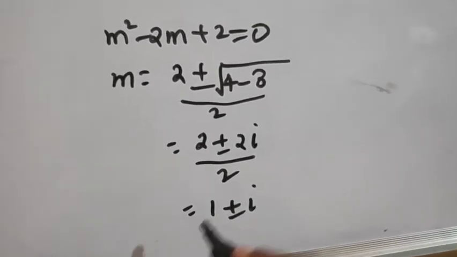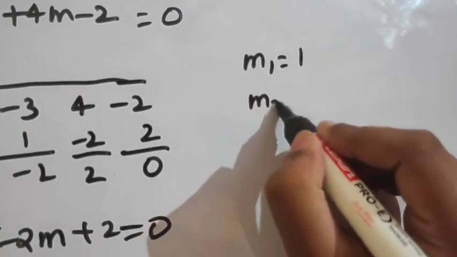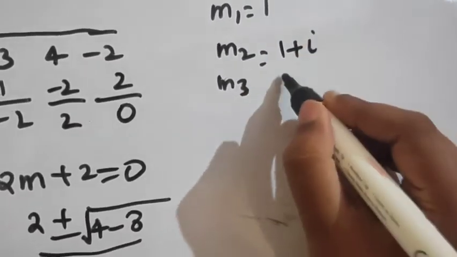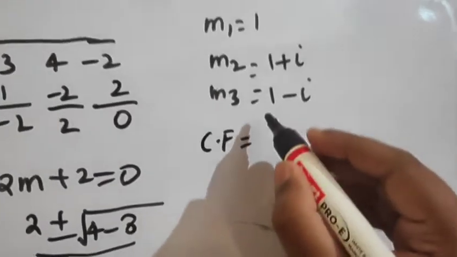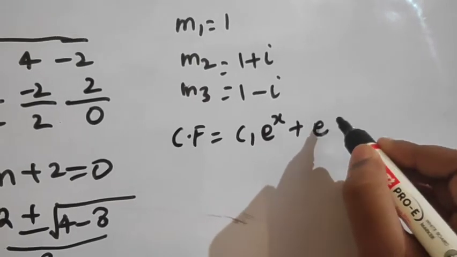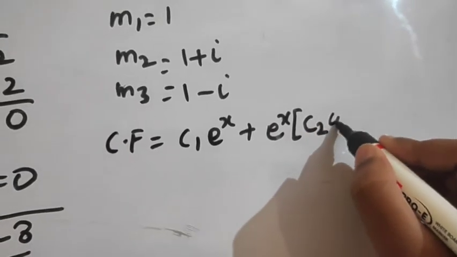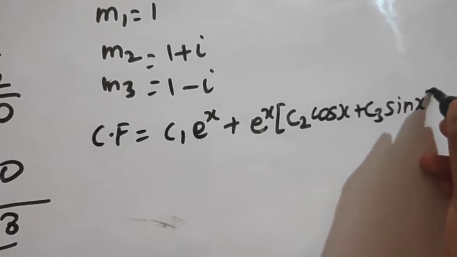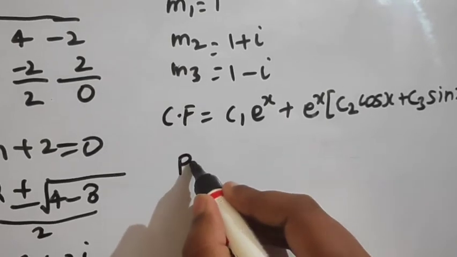Okay. So 3 roots: you can write m1 as 1, m2 and m3 are 1 plus i and 1 minus i. So the complementary function is c1 e^x plus e^x (c2 cos x plus c3 sin x). Okay. So this is the complementary function, coming out to the particular integral.